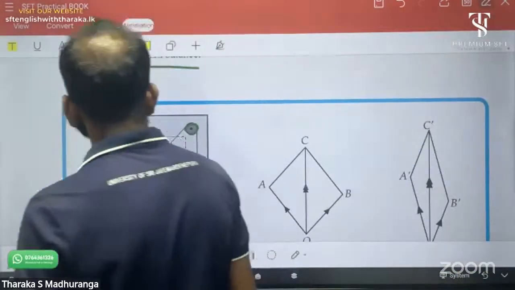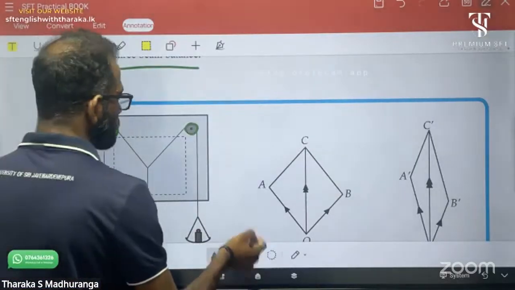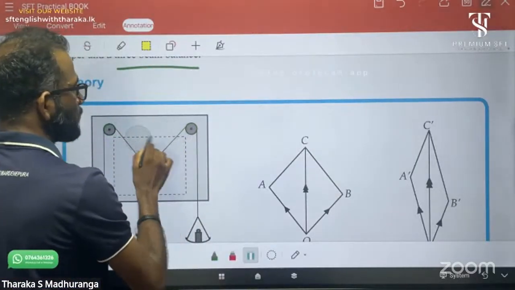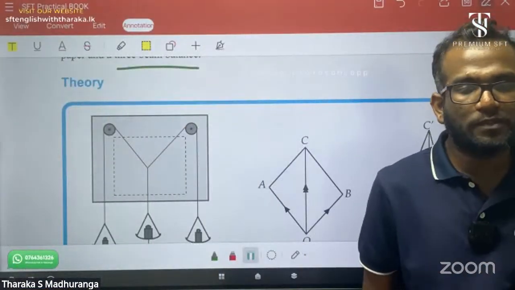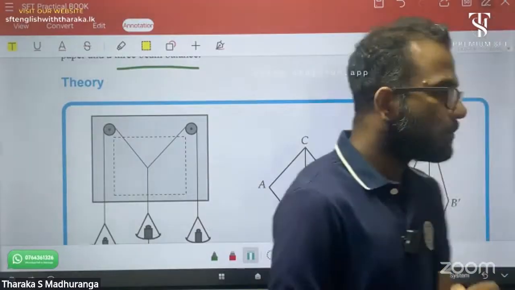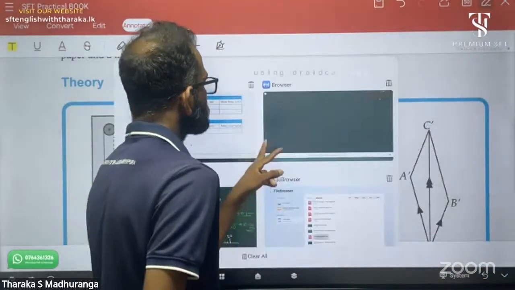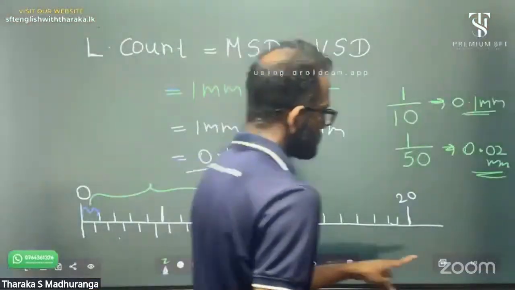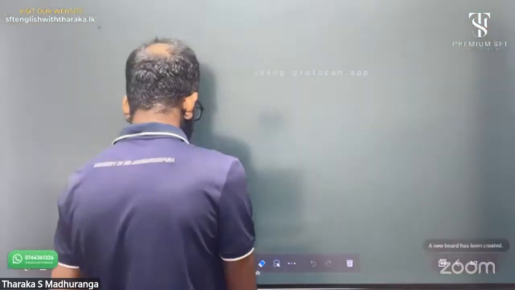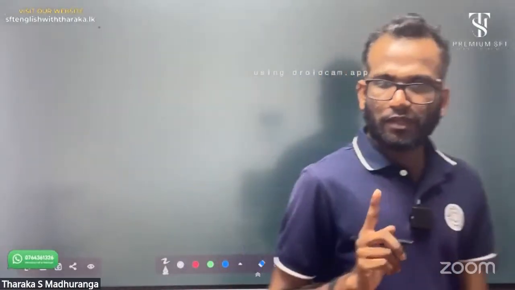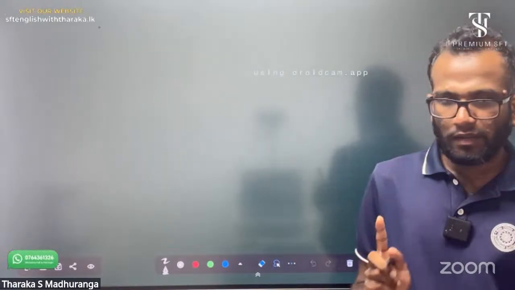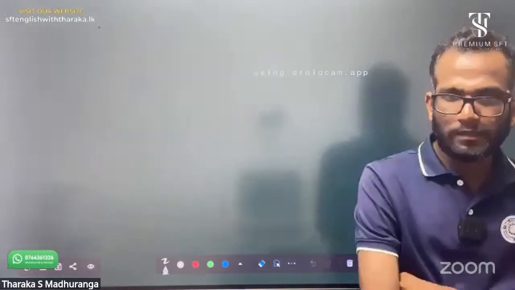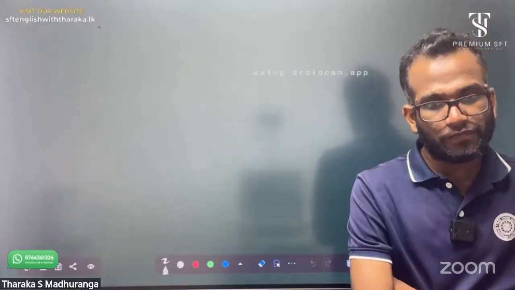Now, how to do this practical? First you need to understand the purpose of doing it. Do you remember the resultant force topic in lesson number 5, the force lesson? We can find the resultant force by theory.